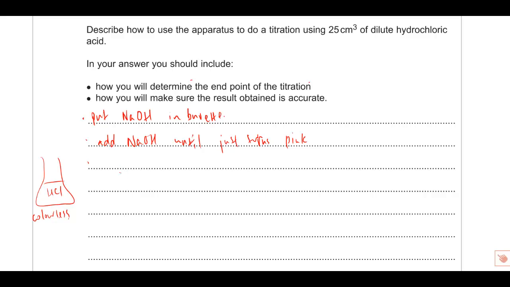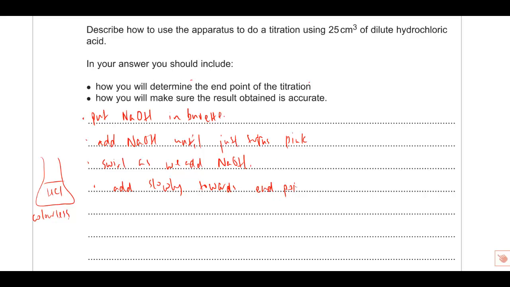So how are we going to make sure it's accurate? Well, in any sort of titration, we're going to swirl as we add NaOH. These don't have to be written in this order. You can do it in some sort of nice little prose bit. Add slowly, particularly towards what we would call the end point, towards where it turns pink.